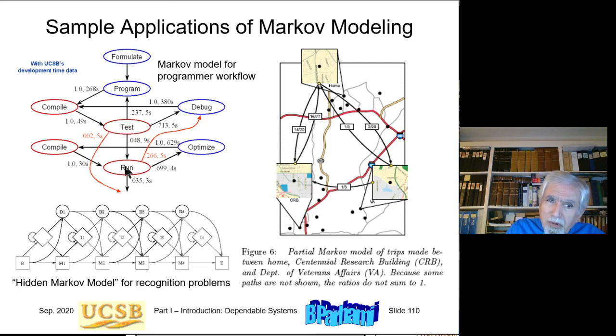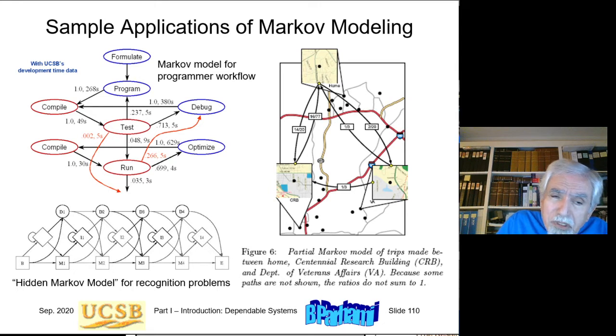Then we run the program. After we run, if it runs okay, we may want to optimize it and then compile again after optimization, run again. We may go in this cycle many times. Or from the run state, we can go back to debug. Something happens here. From test, we can go directly to out. In other words, we are satisfied and we don't do anything more.